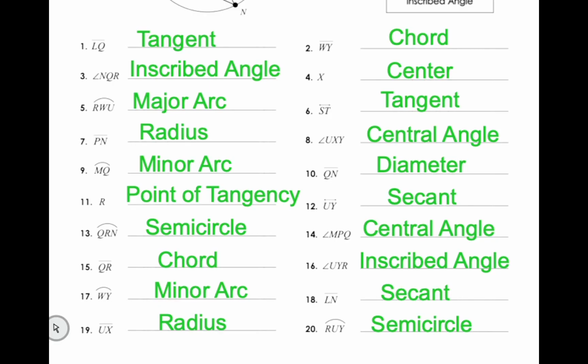All right, so you should see answers for the right-hand side. Go ahead and check your own work. You can pause the video again, and then you can move on when you are ready.